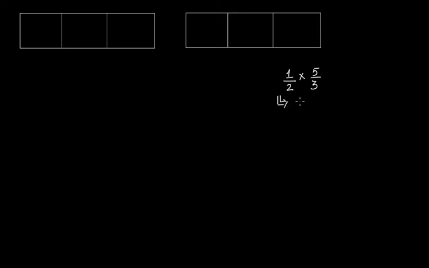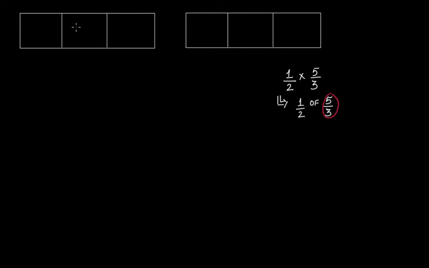It tells us 1 by 2 of 5 by 3. We know that the fraction as an operator of is actually multiplication. So what we mean by this multiplication is that we have to take out half of 5 by 3. So if we have to represent this fraction, 5 by 3, then you can clearly see that we have two wholes.